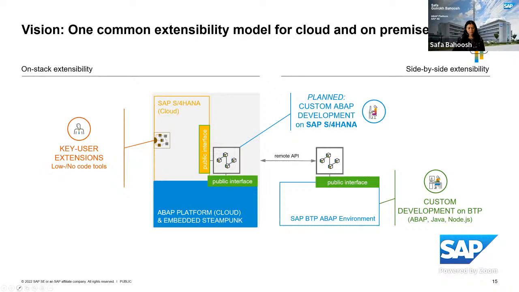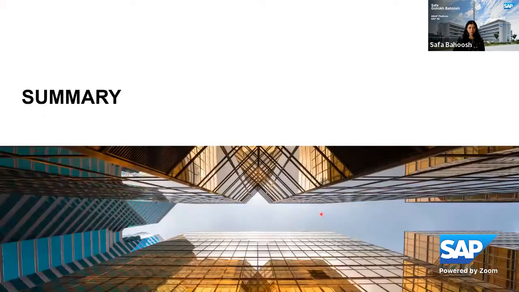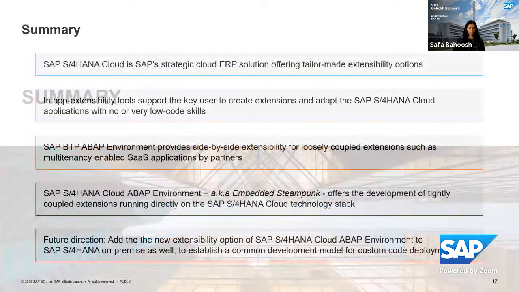And you will still use the key user extensibility to offer easier adoption and extension possibilities for key users, so that the embedded steampunk, or the embedded extensibility, will complete the whole picture of the different stable extension options, or the extensibility options, we offer as a part of S/4HANA and S/4HANA Cloud, let's say. So let's have a quick summary.